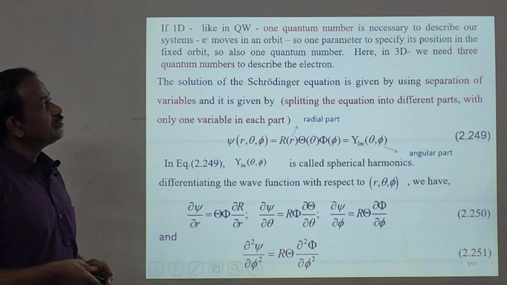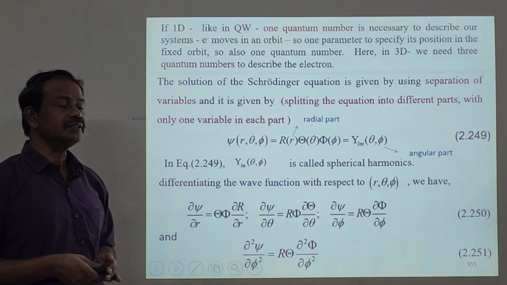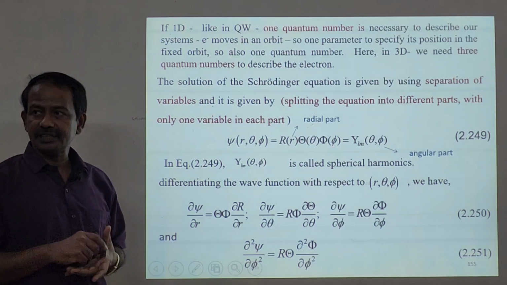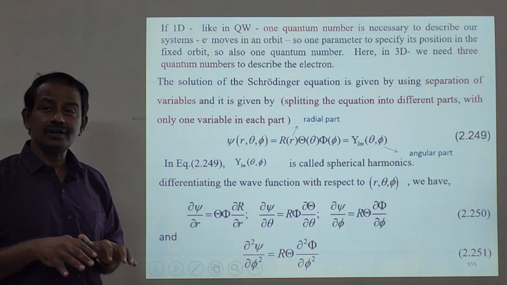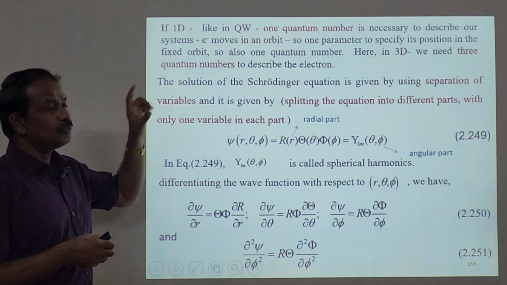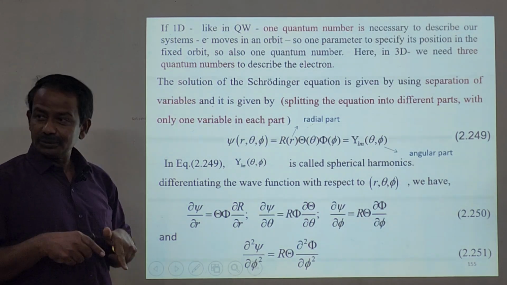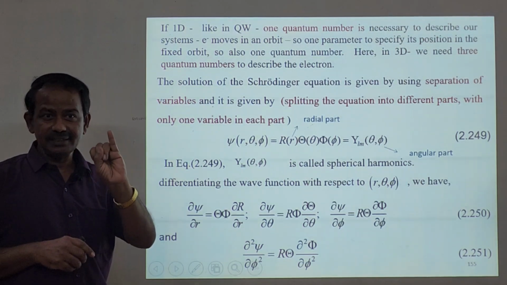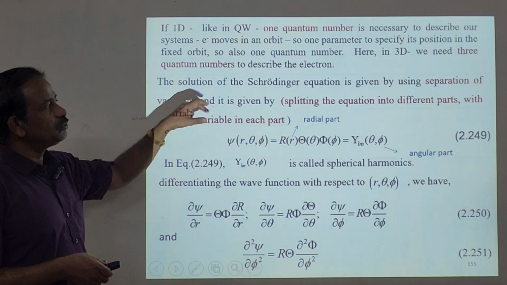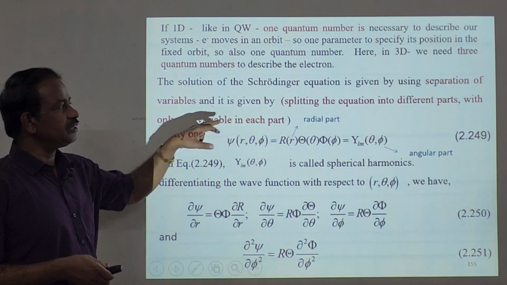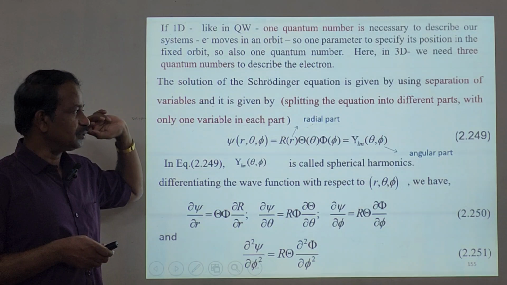As I said, in one dimension we can easily solve the Schrodinger equation to get the wave function and energy eigenvalue. In three dimensions we need all three coordinates, so all three quantum numbers. In one dimension we need only the principal quantum number n alone. But here we are going to have all three quantum numbers n, l, m. We will describe what n, l, m are later. Now, splitting the equation into different parts with only one variable in each part is called separation of variables.